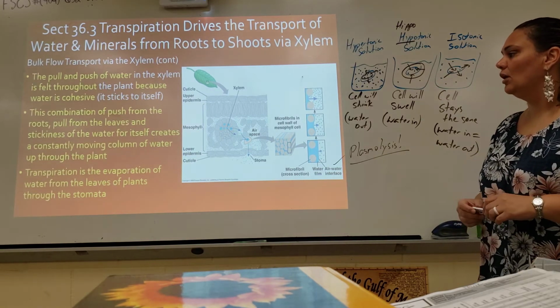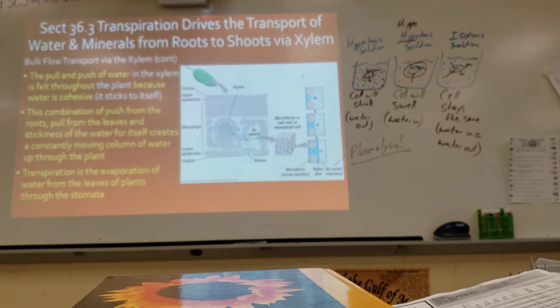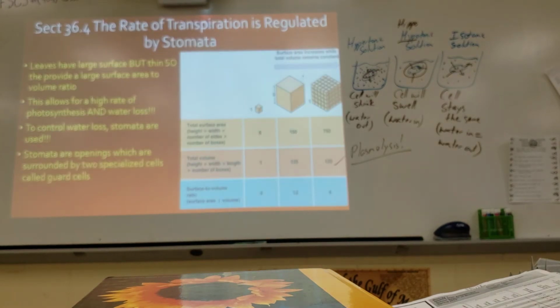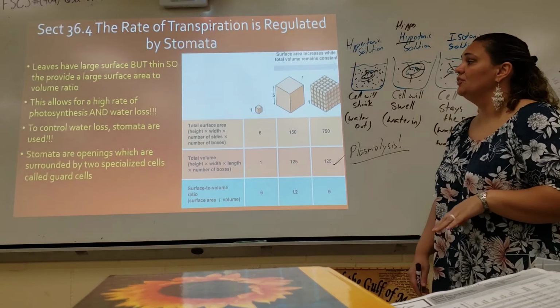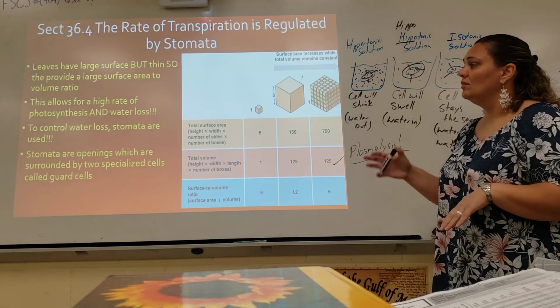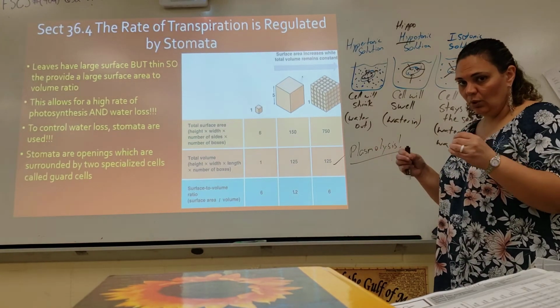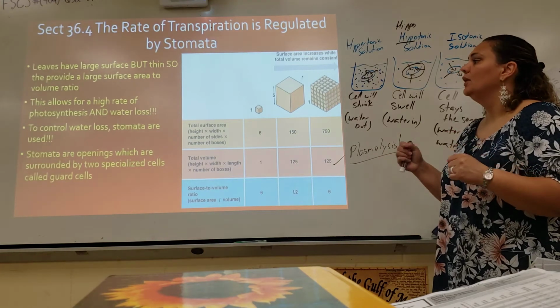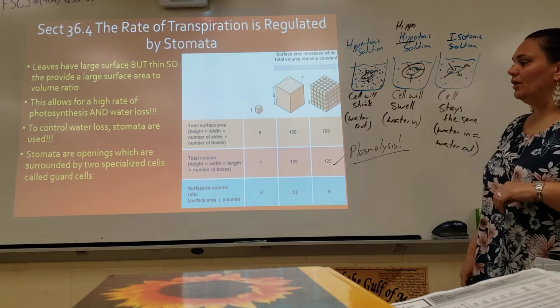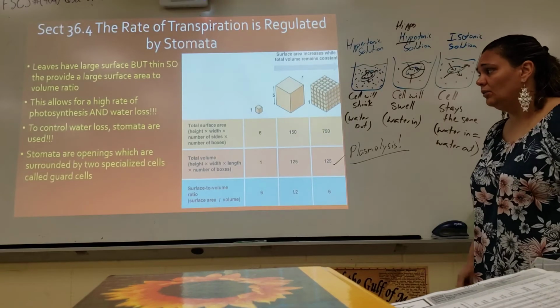Transpiration is evaporation of water through the leaves of plants, these stomata. Leaves have a large surface area, but they're super thin, which provides a large surface area to volume ratio. This allows for a high rate of photosynthesis and water loss. To control water loss, stomata are used, right? We open and close them depending on what we need to do. Stomata are openings surrounded by specialized cells called guard cells. This is nothing new. We know all this.